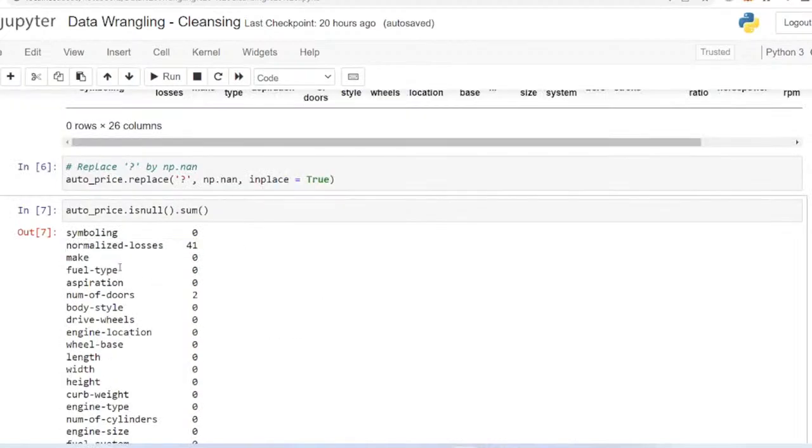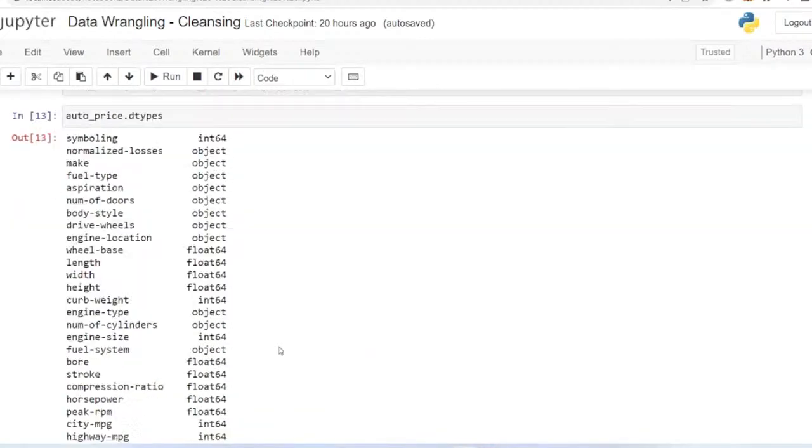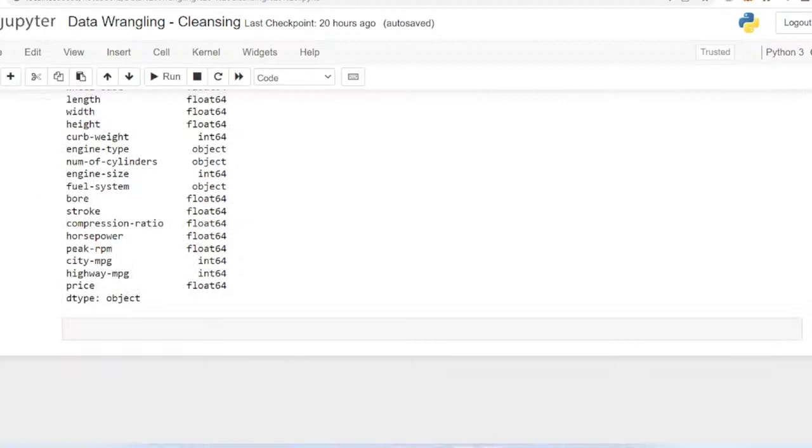So one solution is to drop this entire normalized losses column, but is the normalized losses column important to us? Does it play an important role in our features? That is subject to further details, and as we move ahead we will study that. But for the time being, if you are in a situation where you cannot drop the column and you have a lot of rows missing, then you have to apply a strategy called replace by central tendencies.